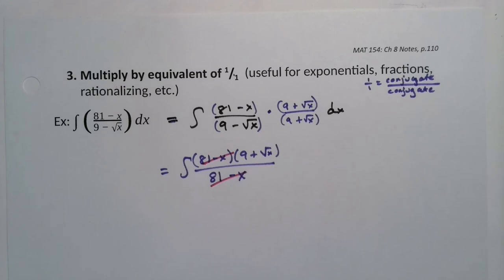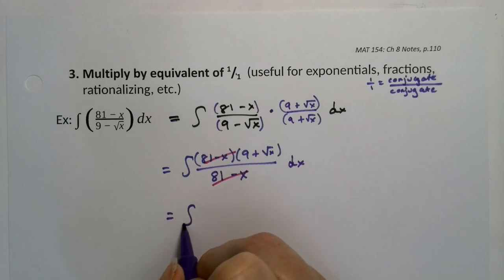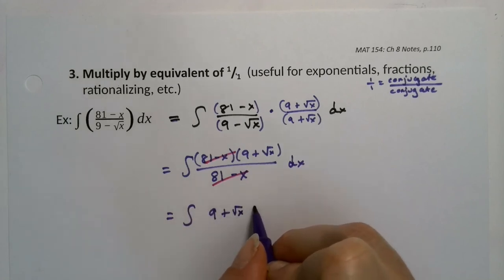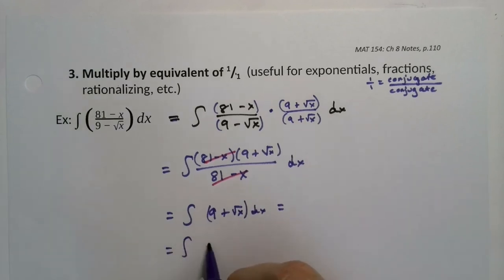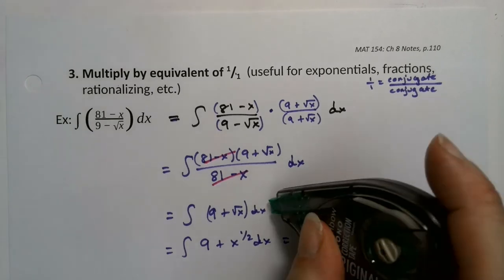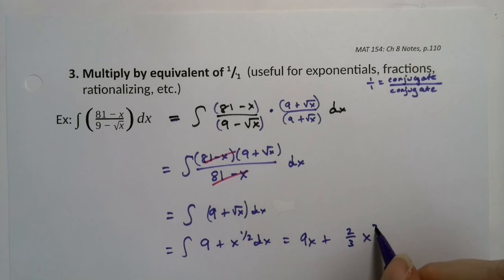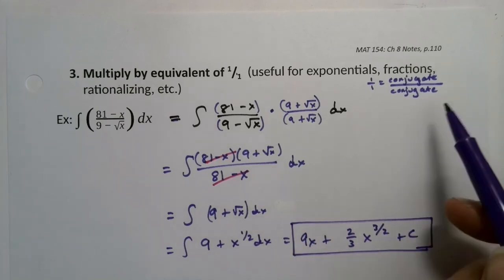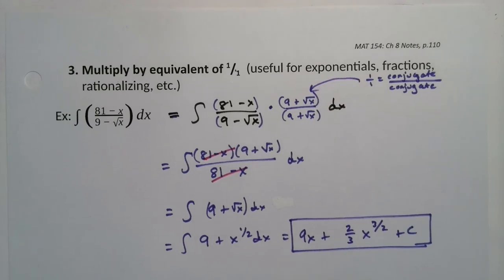Right? So we multiply by 1, and we end up developing an equivalent expression, which is the integral of 9 plus the square root of x, which of course is the integral of 9 plus x to the 1/2, which would be 9x plus 2/3 x to the 3/2 plus c. So we multiplied by 1 right here, right? We chose the conjugate of the denominator over itself.